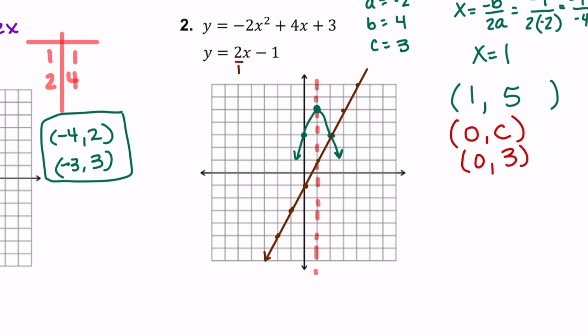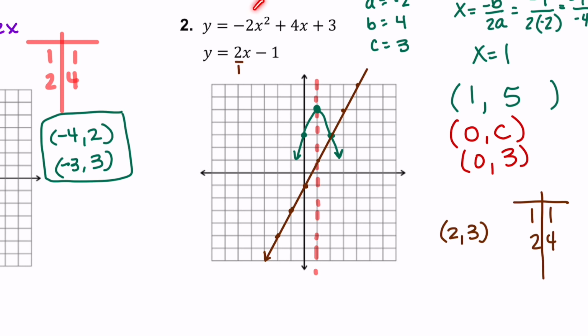Now, I do have one of my points where it's intersecting. This is over 2, up 3, so one of my points is going to be (2, 3). The problem is I haven't graphed enough of this parabola to get the rest of it. So if I want more points, I can always use the key points of 1, 1, 2, 4 to get the rest.